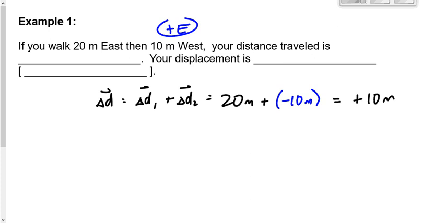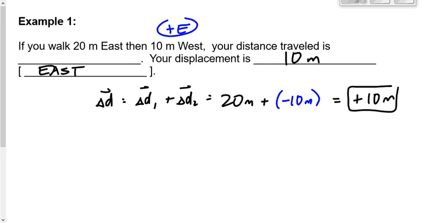What does that mean? 10 meters, I got a positive there. You know what? You don't actually have to write the east. If you write a positive here, you don't actually have to write an east. How come? I already defined east as positive up there, right? That's my little key up there. So I'm going to say my displacement is 10 meters to the east.